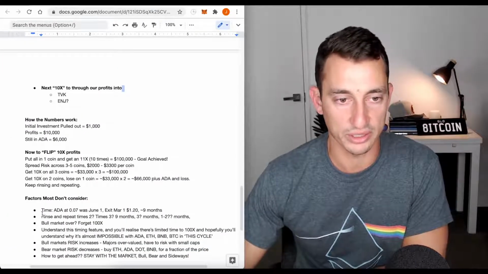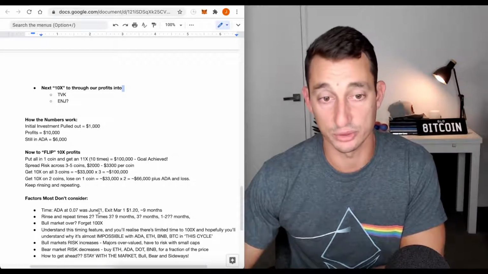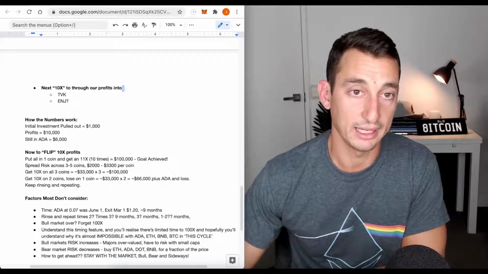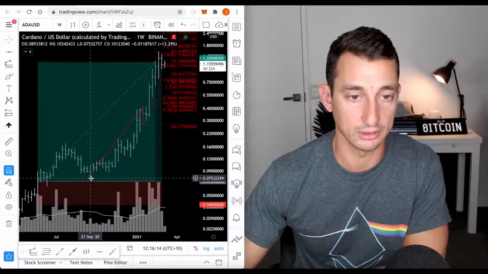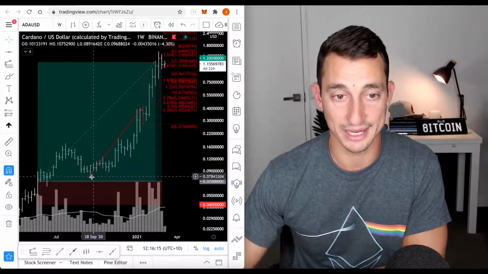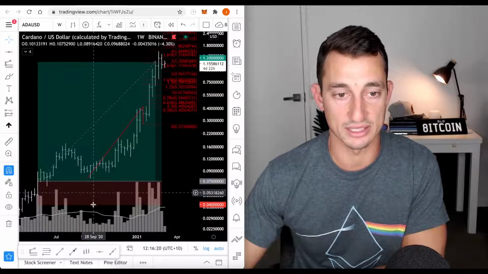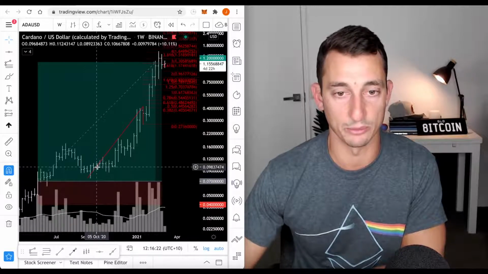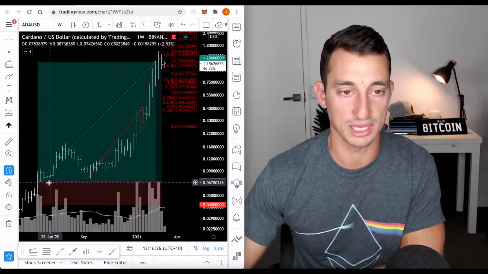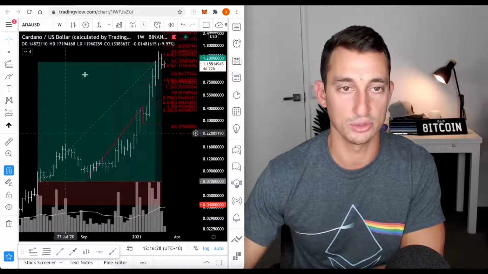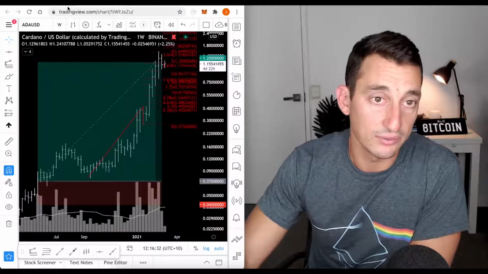Factors most don't consider: time. ADA was at 7 cents on June 1st. Plus, it was 7 cents back here in around September. That was the second entry. Now, you're not ever going to know if you're going to get back into ADA at 7 cents, especially on such a quick spike down, and it was back at 9 to 10 cents. So this was your entry level here at around the 7-ish cents back in early June. And the exit was around the first week of March, last week of February, which gives us 9 months.